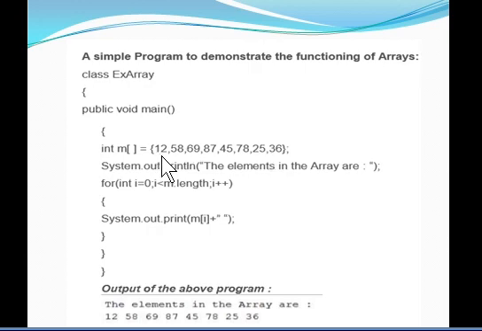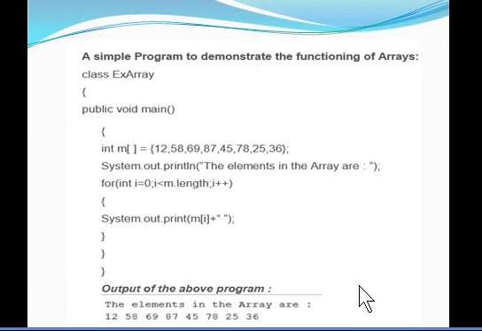So the total number of elements, if I count them, are 1, 2, 3, 4, 5, 6, 7, 8. So the loop is going to run from 0 to 7. In total, from 0 to 7, there will be 8 values. And I am going to display the values one by one using the print statement. I am writing System.out.print within parenthesis m within square bracket i followed by a space. So this is how it is going to be displayed. See the output: the elements in the array are displayed. So this is how we are going to work with arrays in Java.